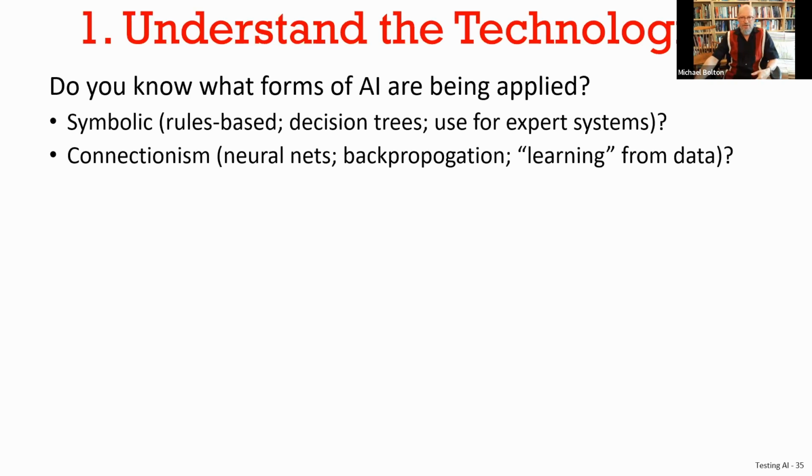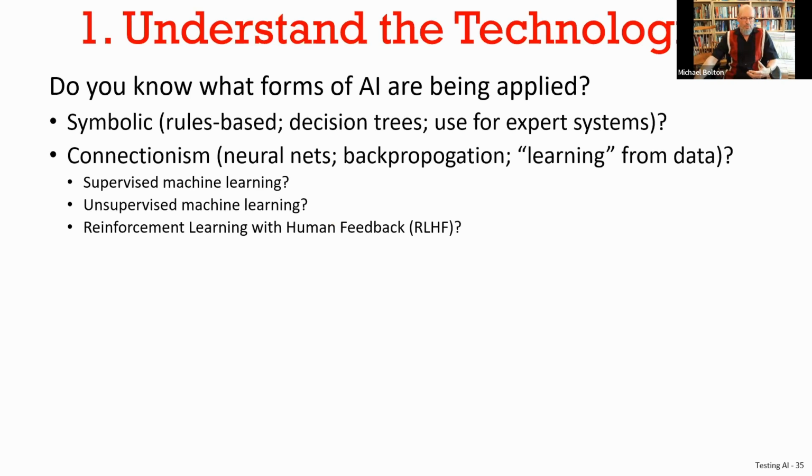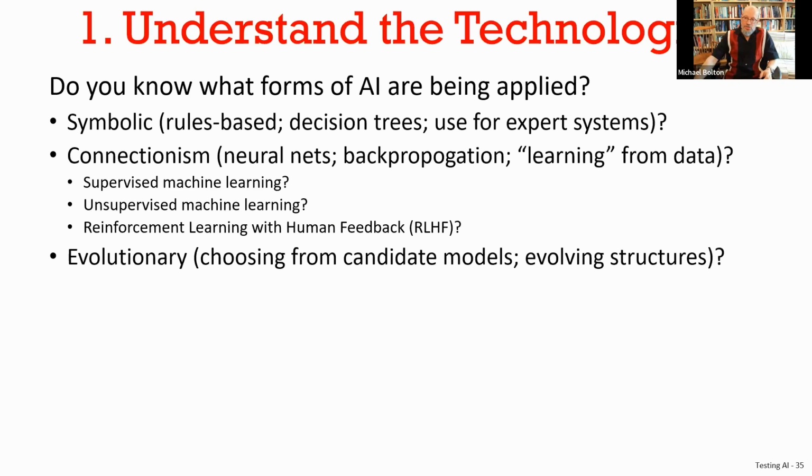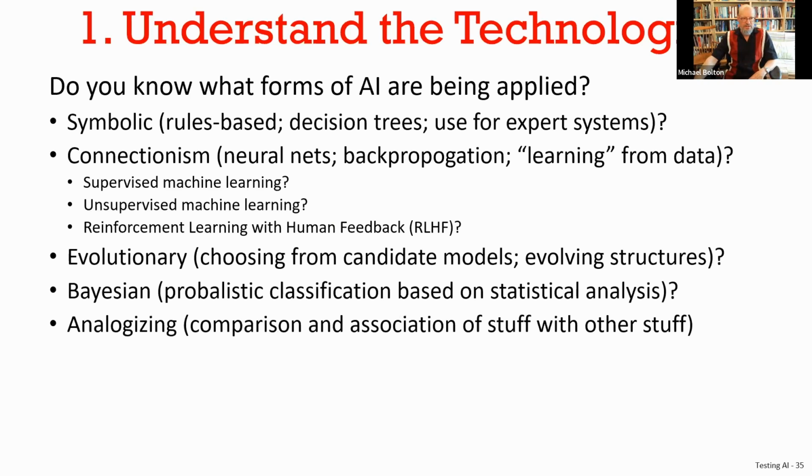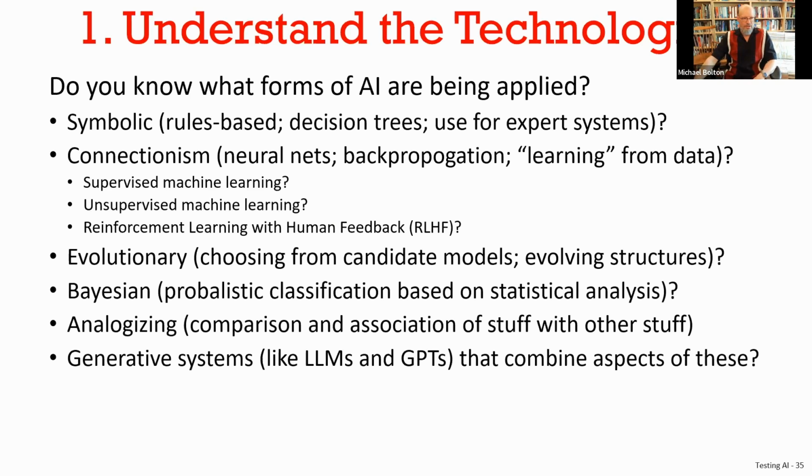There's symbolic forms of AI. There's connectionist forms of AI. There are evolutionary algorithms. There's Bayesian classification based on statistical analysis. There's analogizing, which is basically comparing and associating stuff with other stuff, like the Psych project tried to do. Then there are generative systems like generative pre-trained transformers and large language models that combine aspects of all of those things, using lots of statistics and word embeddings and vectoring and so on and so forth.